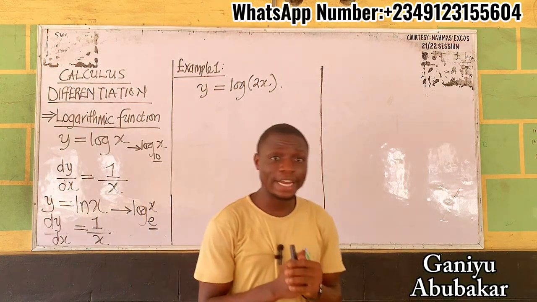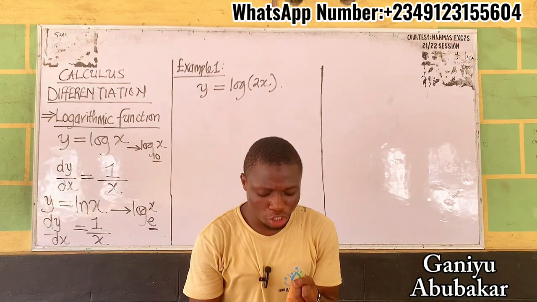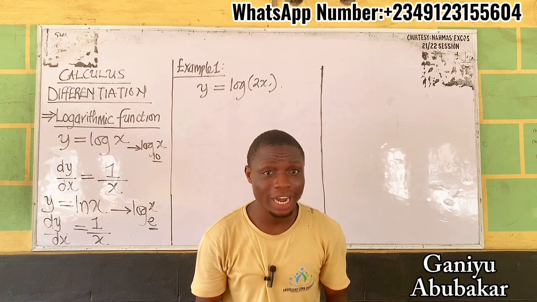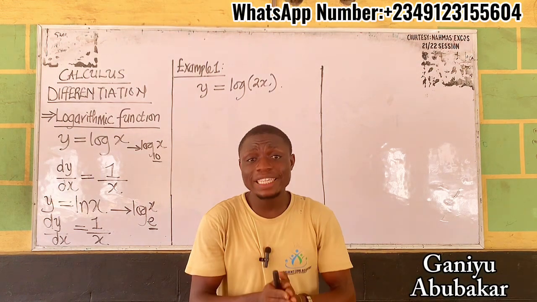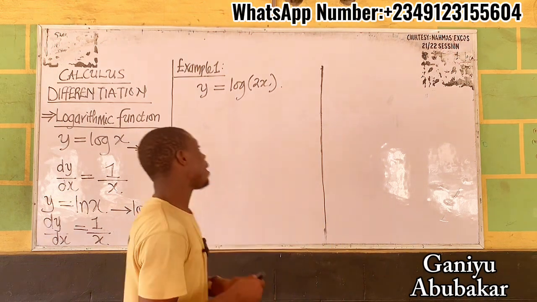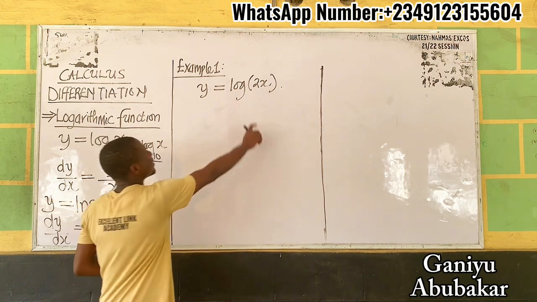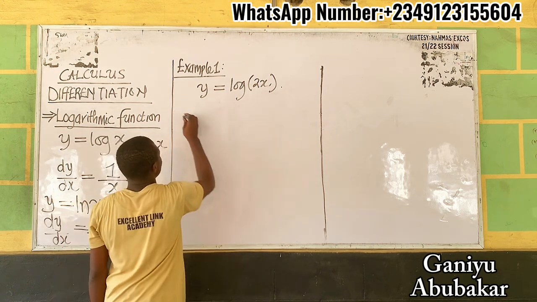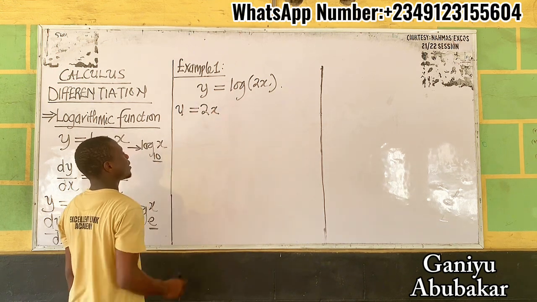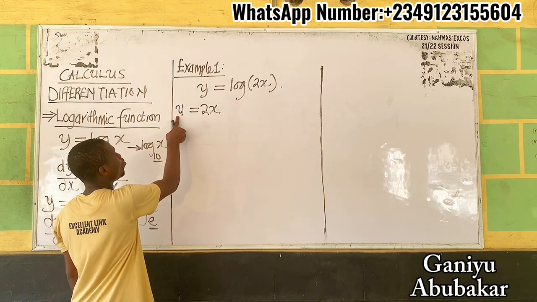I said earlier in the last class that for exponential, logarithmic and trig functions, we basically use the chain rule formula to get the answer. Still, the same principle applies. First task, call the term in bracket u. So let u be equal to 2x. Differentiate u with respect to x.